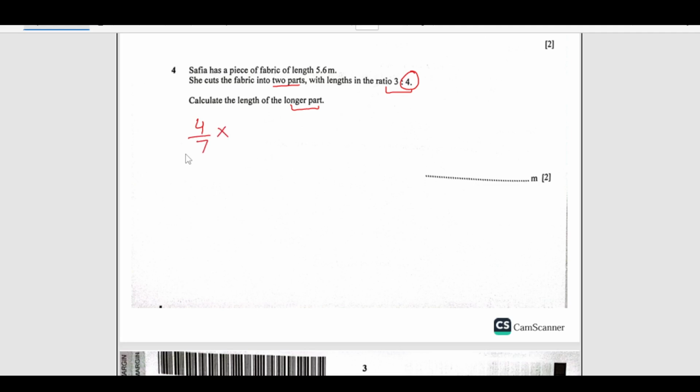And then the total length of the fabric is 5.6. So we are going to multiply here 5.6. So calculate this. This is 3.2. So final answer is 3.2 meters, right?